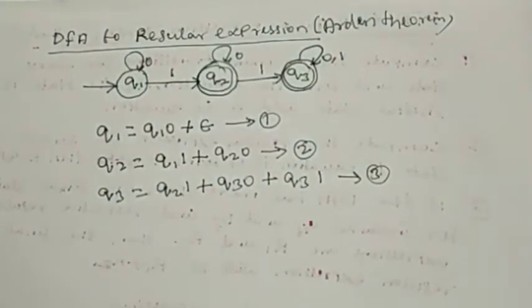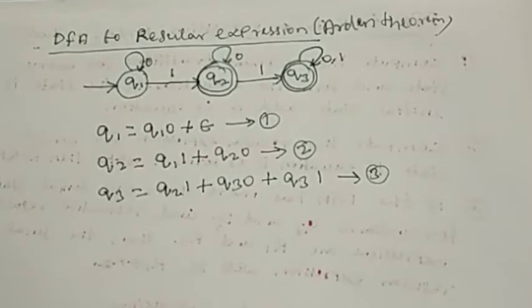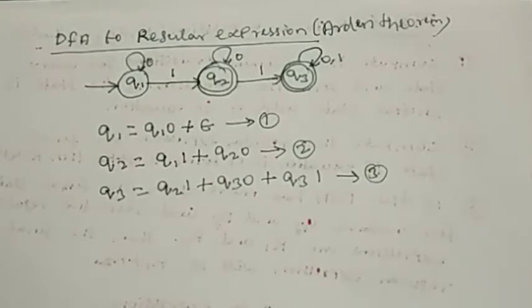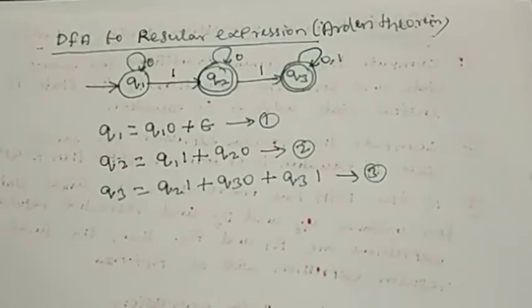Now we have two final states, Q2 and Q3. To know Q2 you need the value of Q1, and to identify the value of Q3 you need Q2. That means you have to identify all the states here. So first we will get the regular expression for Q1, then we will apply that Q1 in Q2, and finally we will take the value of Q2 and go for Q3.